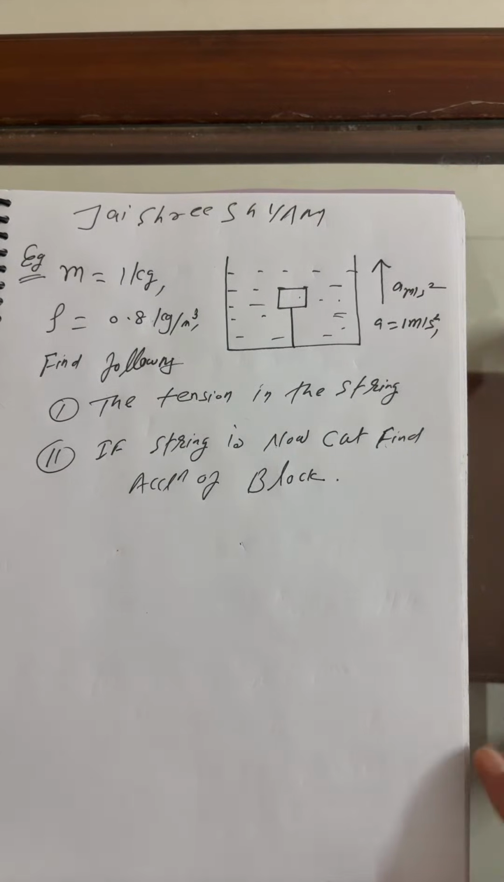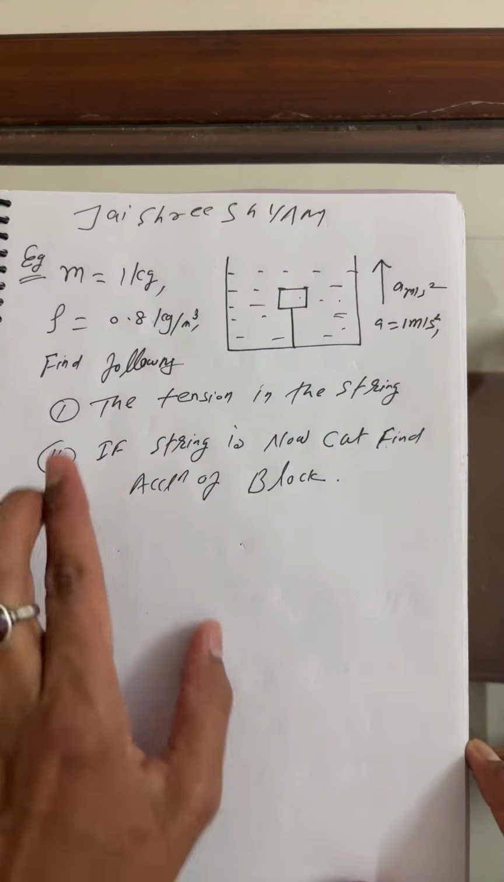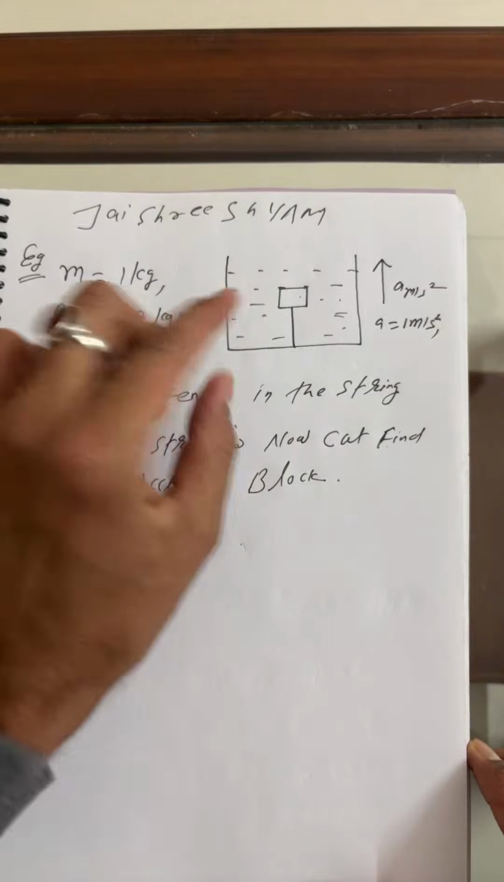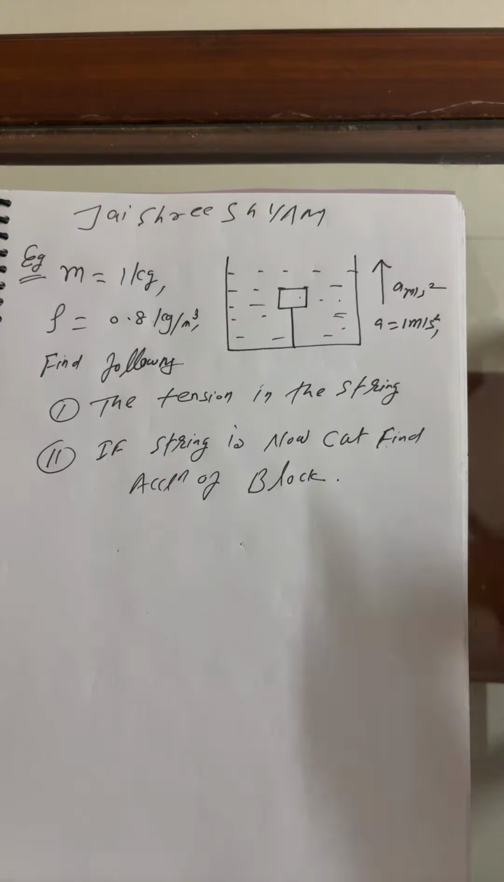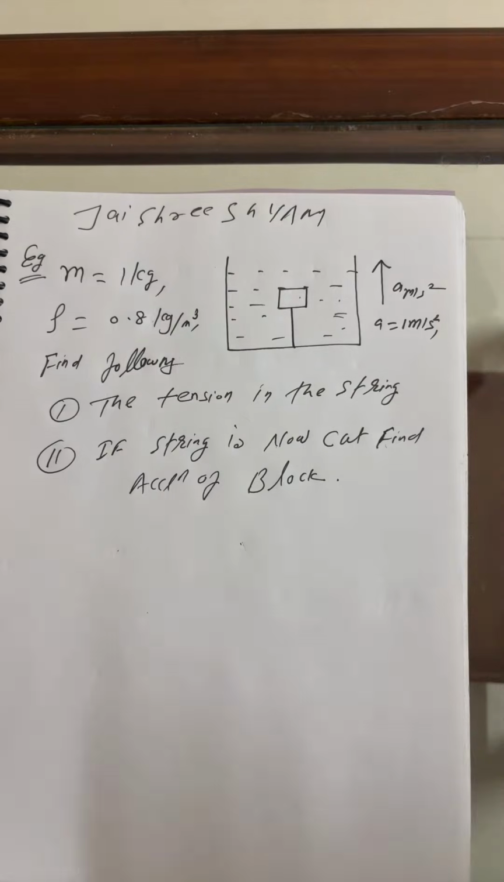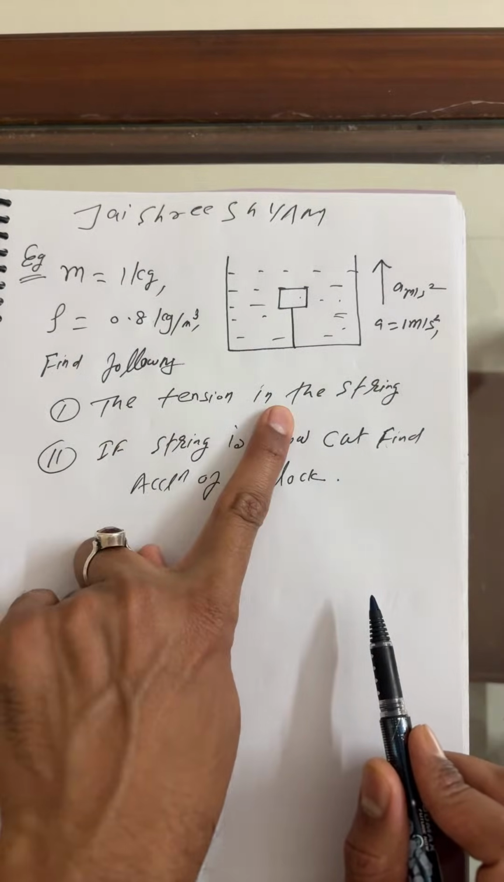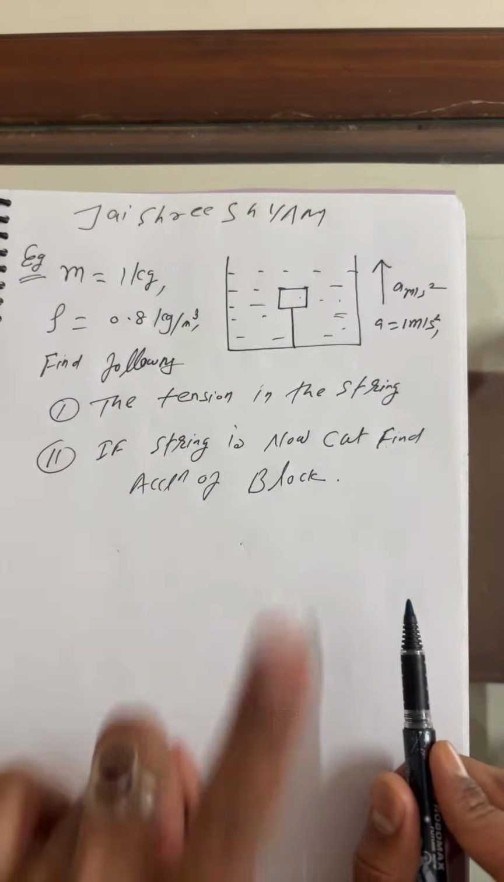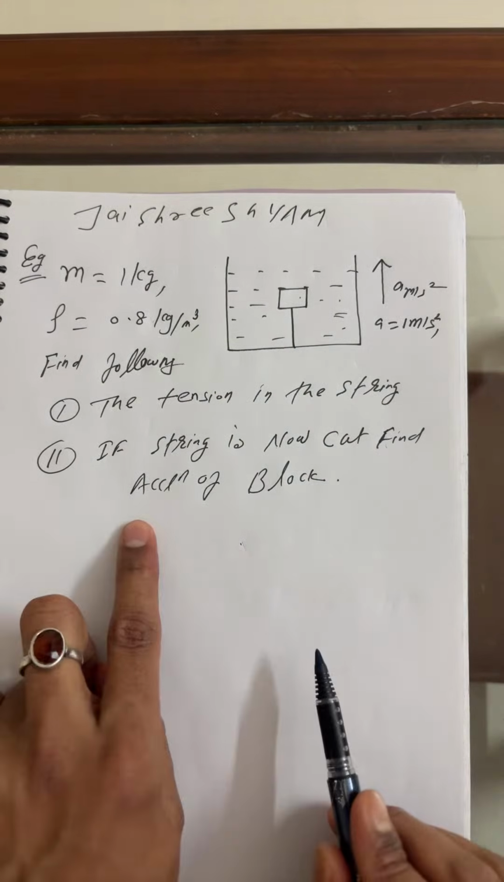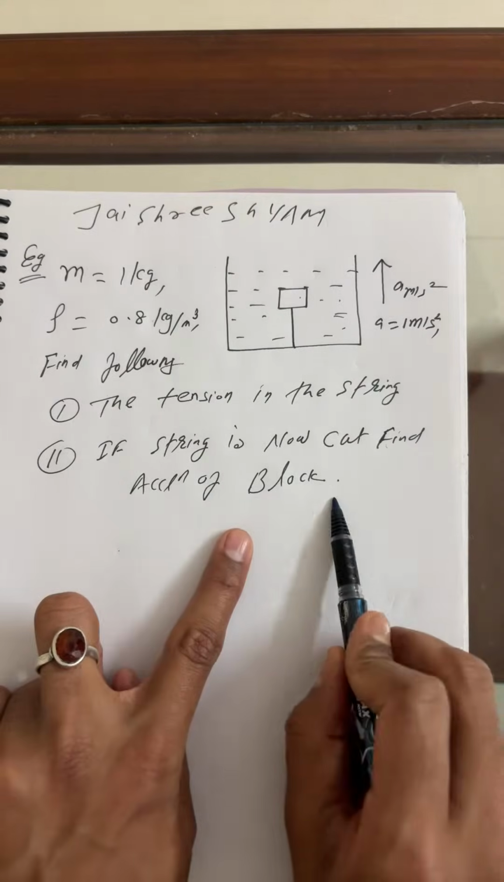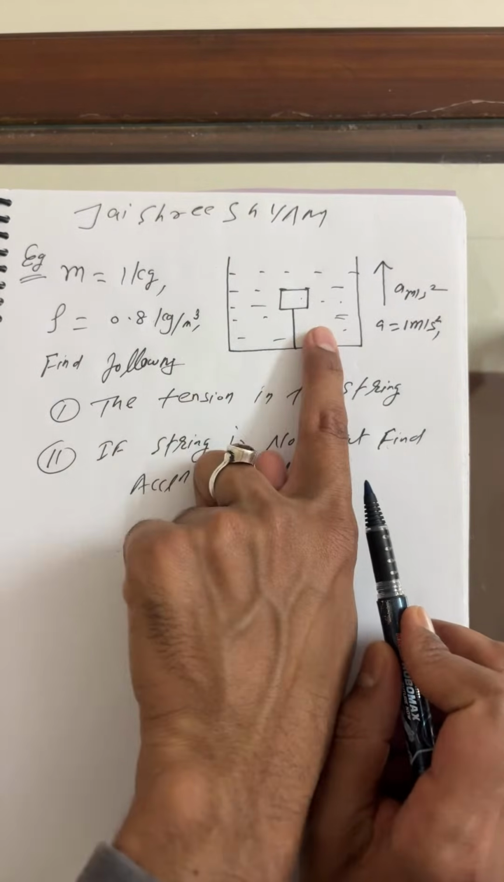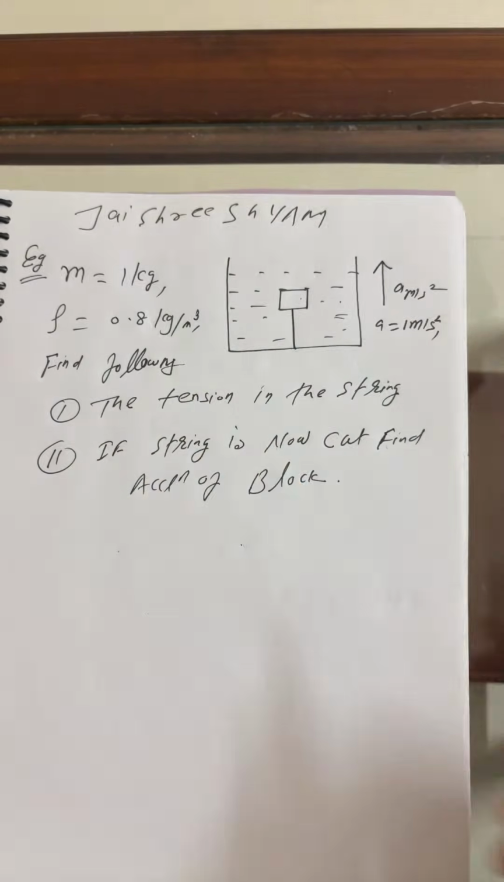Does everyone know what to find, sir? Yes, I wrote it. Tension in the string. I hope all of you got the question. This is a string. The block remains stationary due to the string only. In the first case, you have to find the tension in the string for this condition. In the second case, you have to find the acceleration of the block if you cut the string.